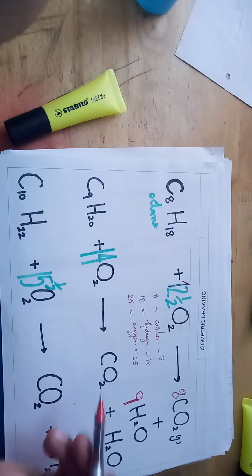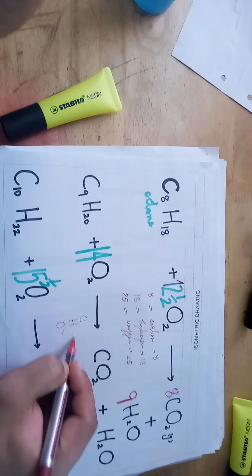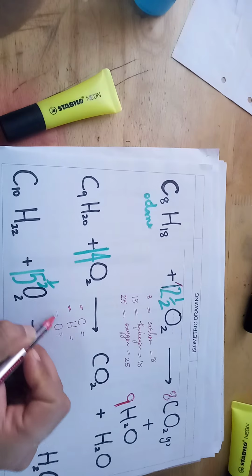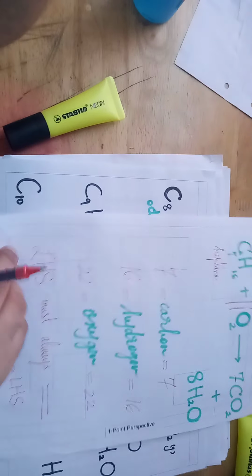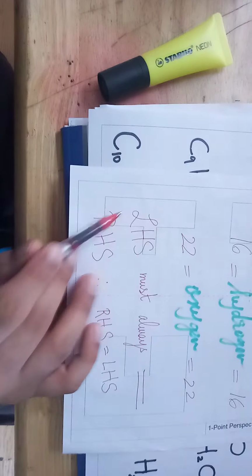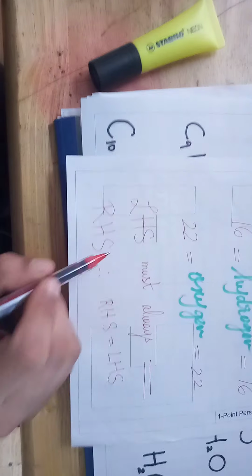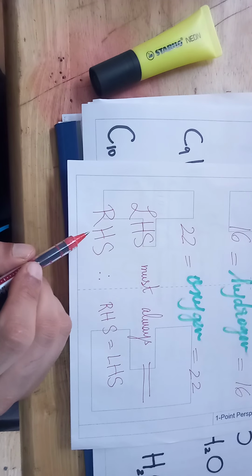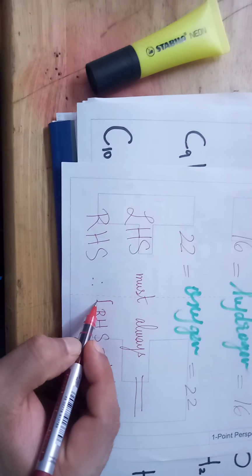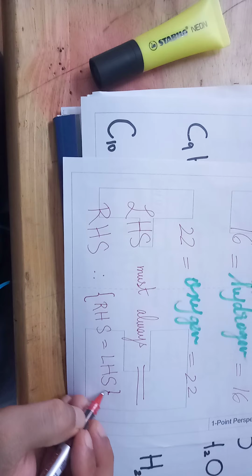Then we move on to, oh yeah, please remember that the number of atoms of each element on the left-hand side must always be equal to the number of atoms of each element on the right-hand side, which means that the right-hand side should be equal to the left-hand side at all times.